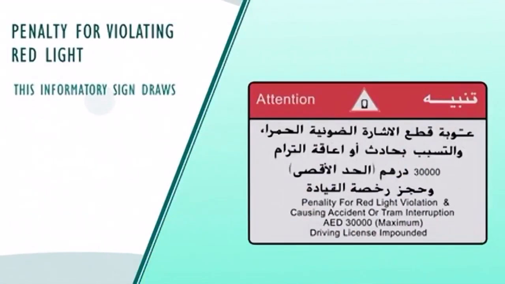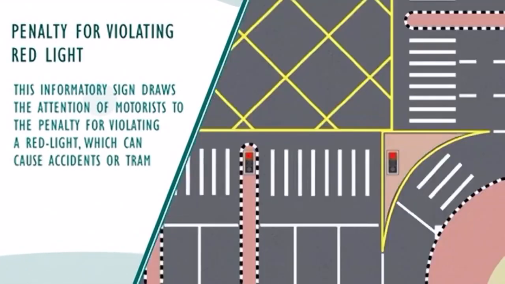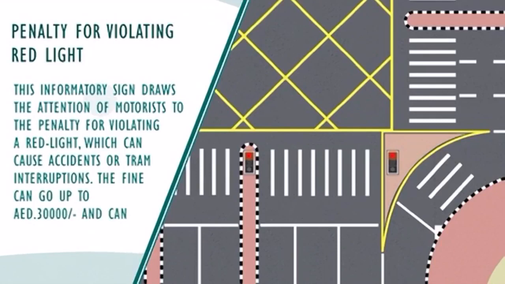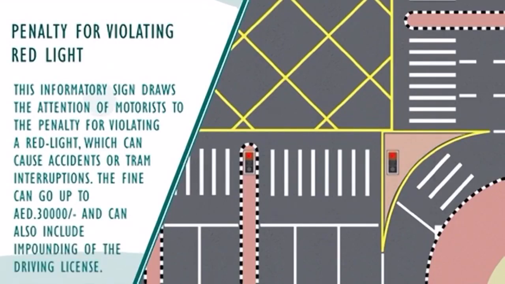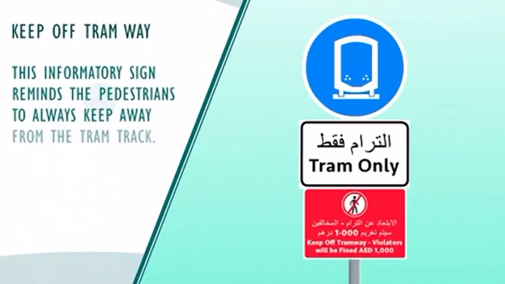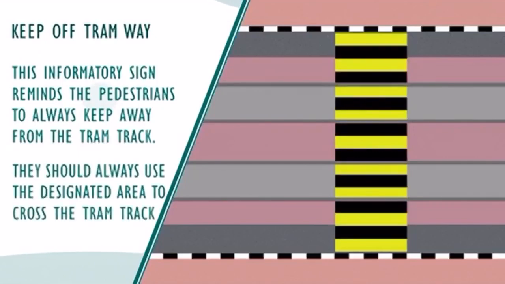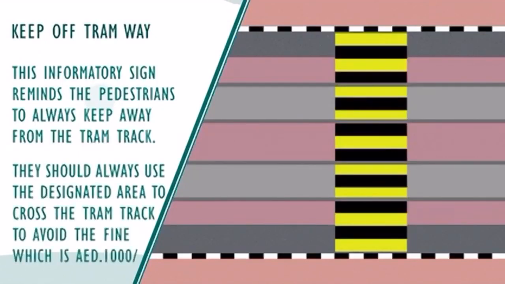This informatory sign draws the attention of motorists to the penalty for violating a red light, which can cause accidents or tram interruptions. The fine can go up to AED 30,000 and can also include impounding of the driving license. This informatory sign reminds the pedestrians to always keep away from the tram track. They should always use the designated area to cross the tram track to avoid the fine, which is AED 1000.